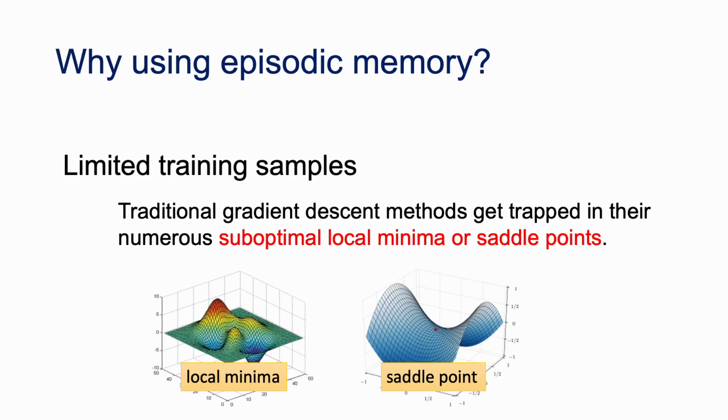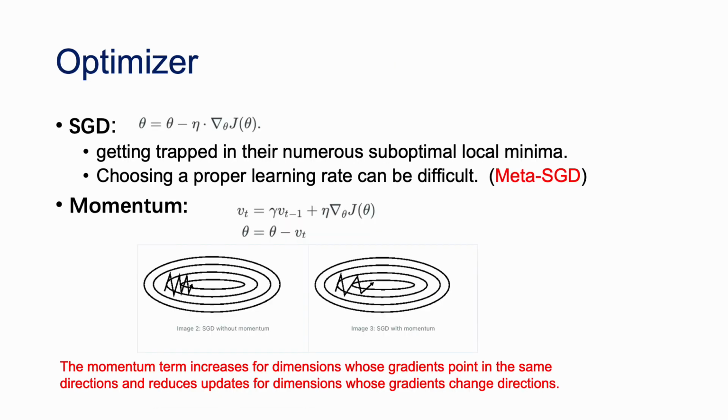So why use episodic memory in few-shot learning? Because in few-shot learning there are limited training samples, and traditional gradient descent methods get trapped in numerous suboptimal local minima or saddle points. So if we just use a traditional optimizer, for example stochastic gradient descent or a momentum optimizer, it will get trapped in numerous suboptimal local minima.